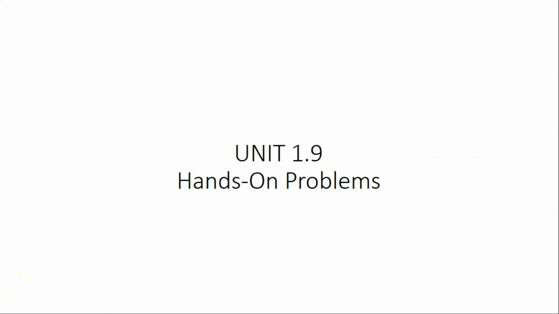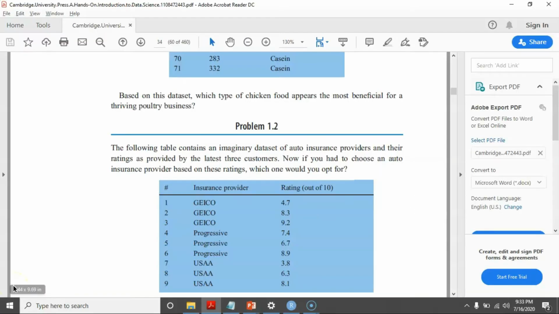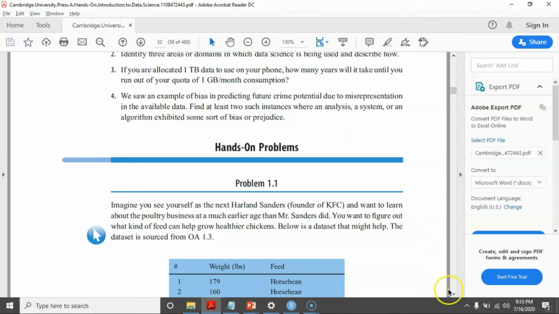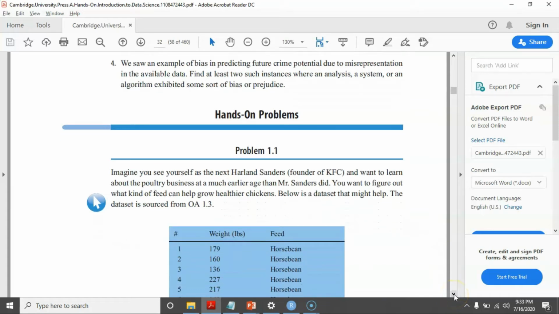So first of all, I will move to the problem. In problem 1.1, imagine you see yourself as the next Colonel Sanders, founder of KFC, and want to learn about the poultry business at a much earlier age than Mr. Sanders did. Of course, you might read the story of Sanders, at what age he started his business, and then eventually he became very successful. And most of us actually like KFC, and particularly the KFC zinger.